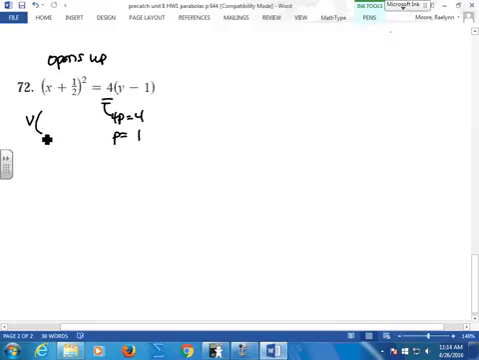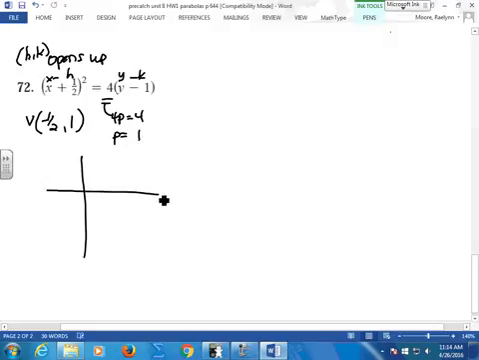What's my vertex? Negative H goes with the X. Negative 1/2, 1. Your vertex is always H, K. Okay. So I start by graphing this. Negative 1/2, 1. And which way is this opening? Up. So I'm going to make a little bit of an up thing like this. This is my vertex.